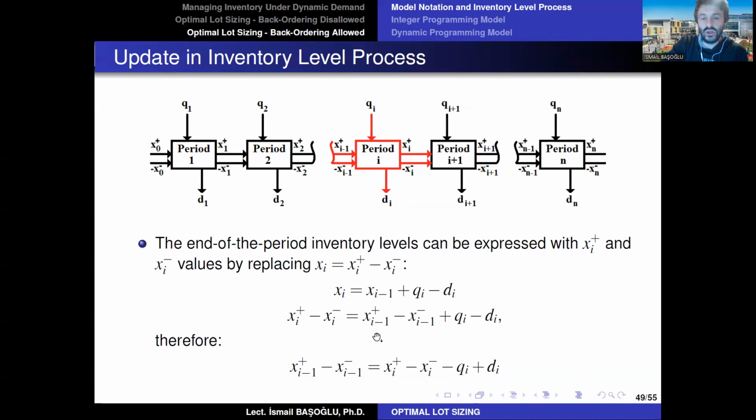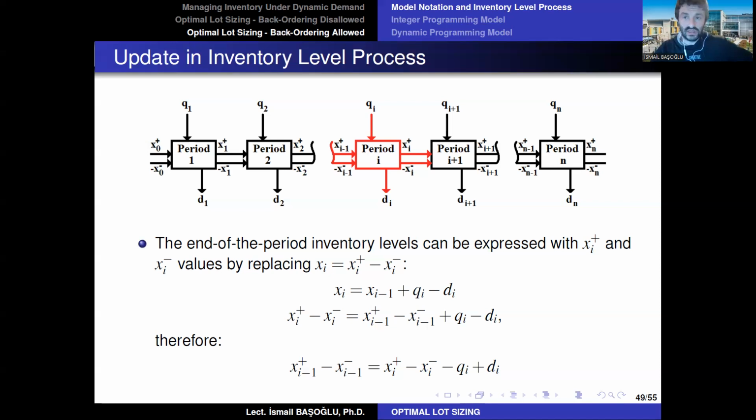Now, when you collect every decision variable on the right-hand side except the ending inventory level on the left-hand side, then we say that the ending inventory level of the previous period is equal to the ending inventory level of this period minus the order quantity plus the demand of this period. So this relationship is necessary to understand to construct the forward recursive equation for the dynamic programming model of this problem when backordering is allowed.